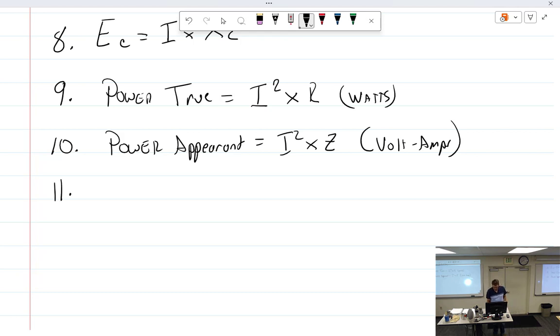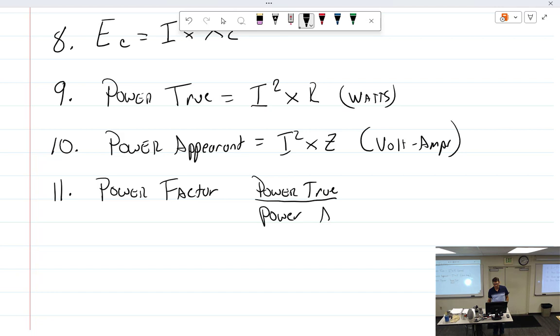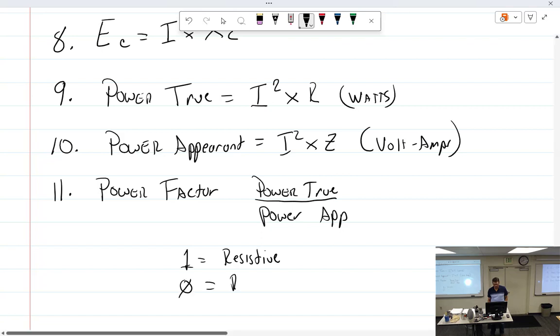Eleven: power ratio, power factor. Power factor is power true divided by power apparent, where 1 equals resistive and 0 equals reactive.